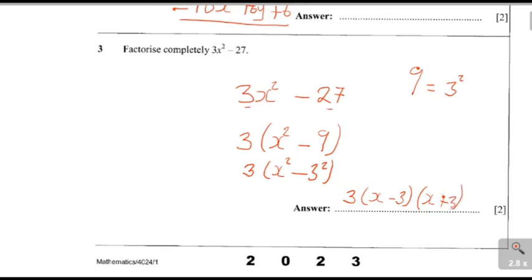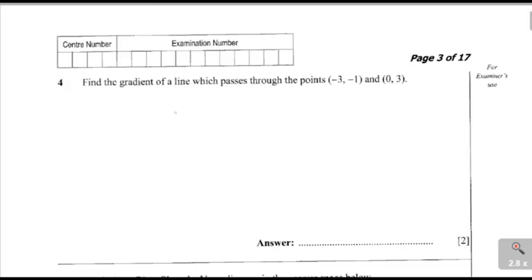Okay, so this is your answer. In case it's not clear, our final answer is this: x, open bracket, 3, then in brackets we have x minus 3 and x plus 3. This is our final answer. Now come to question 4.